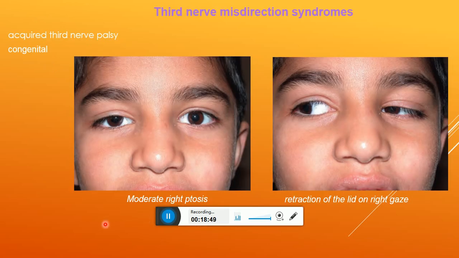And there is third nerve misdirection syndrome. It may be congenital but more frequently follows acquired third nerve palsy. There are bizarre movements of the upper lid accompanying various eye movements. Here you can see. Ptosis may also occur following aberrant facial nerve regeneration. Treatment is by levator disinsertion or brow suspension.